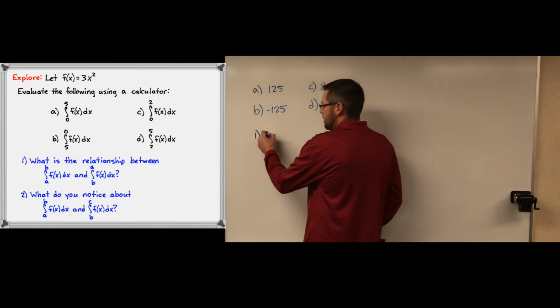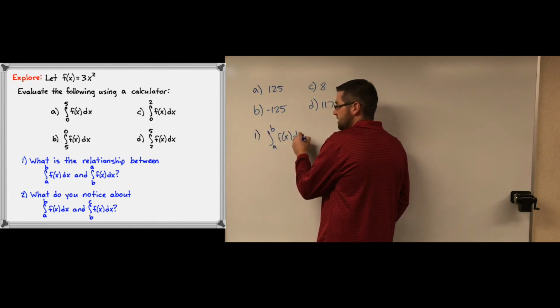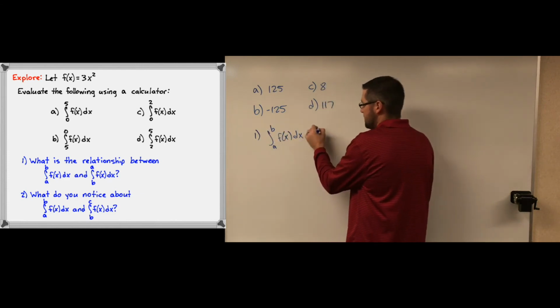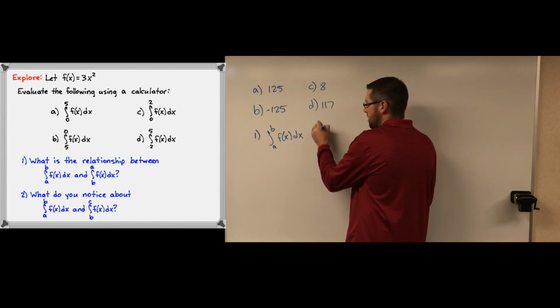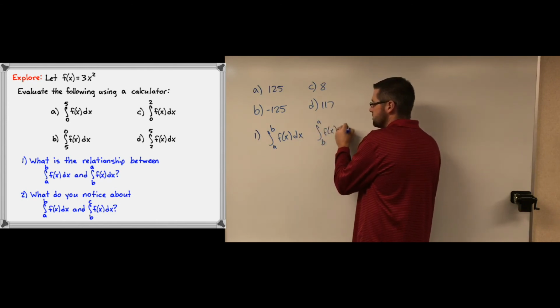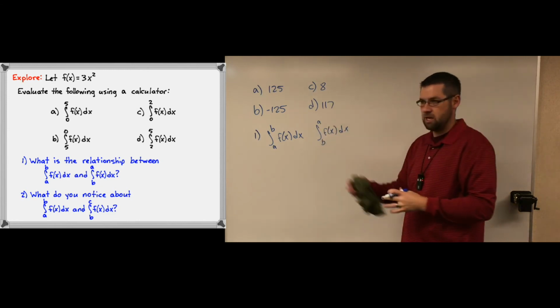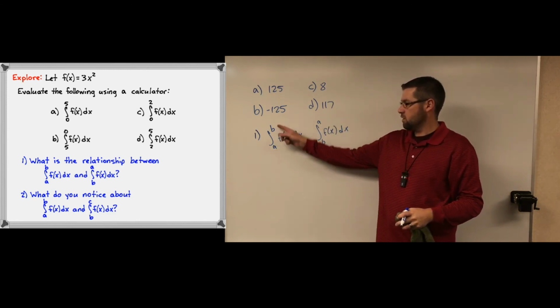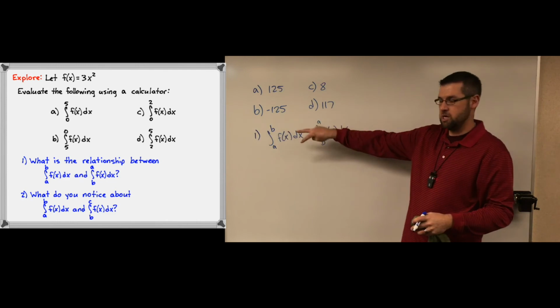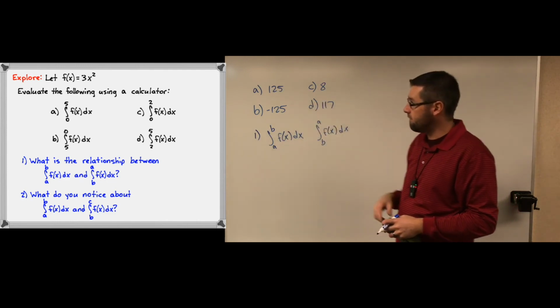Okay, the integral from a to b of f of x dx, this one was, I think, easy. And the integral from b to a of f of x dx. What do we notice about these two functions? How are they related? The lower bound and the upper bound are switched. Well, which examples show that?